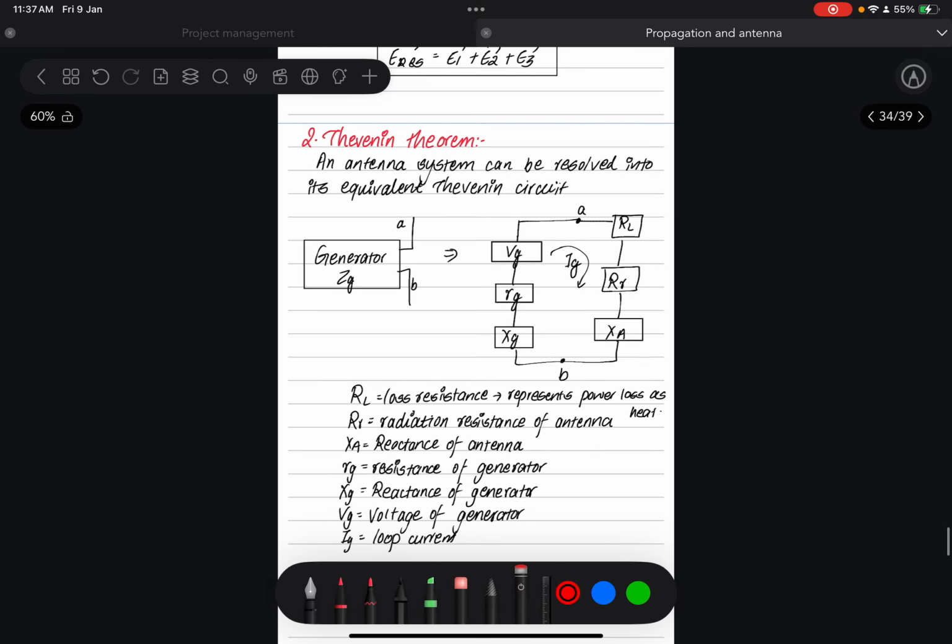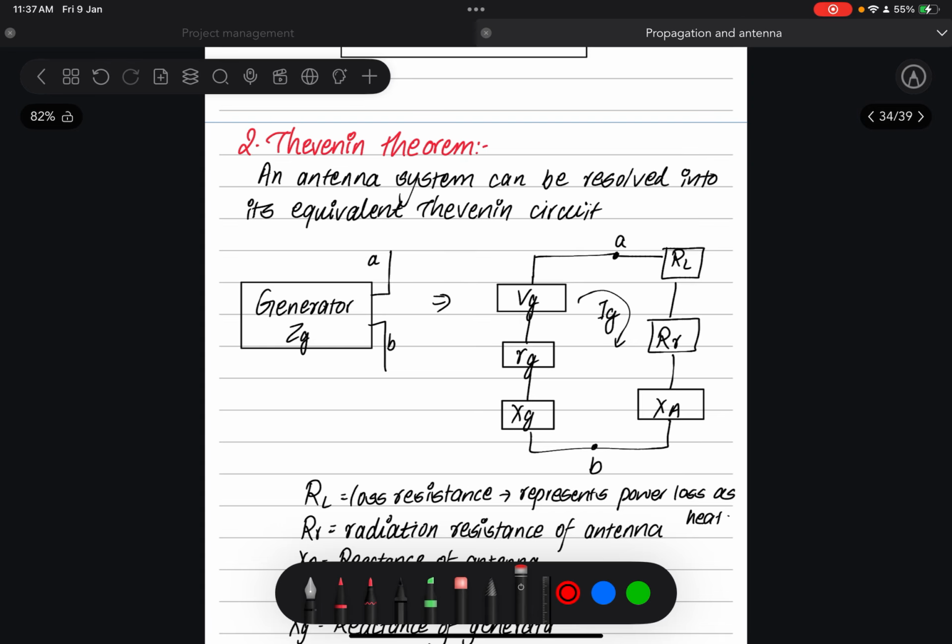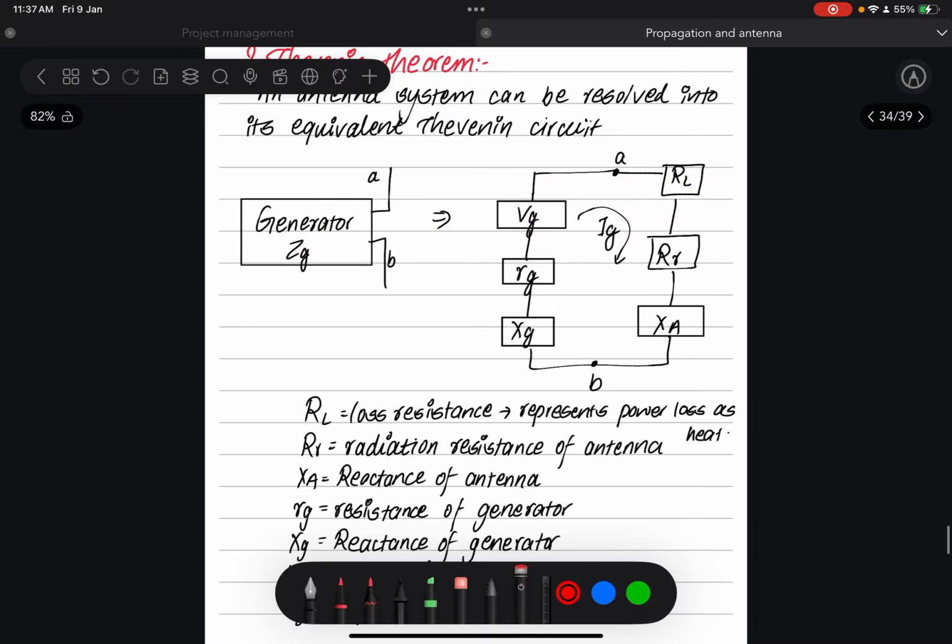Let's go to the next theorem, which is Thevenin's theorem. By now you might have understood that Thevenin's theorem is used to model certain parameters in an easy form. It can also be used to represent an antenna as a simple electric circuit. The antenna system can be resolved into an equivalent Thevenin system. You'll learn about this in lectures 1.4 and 1.5.